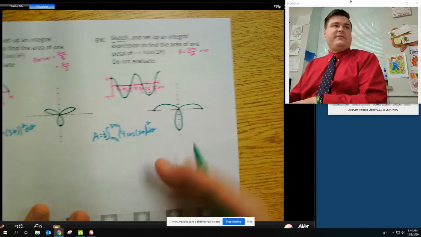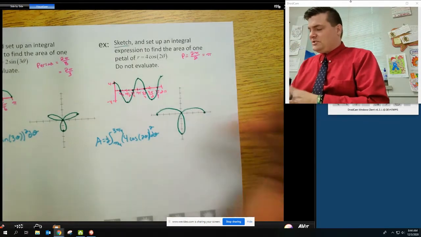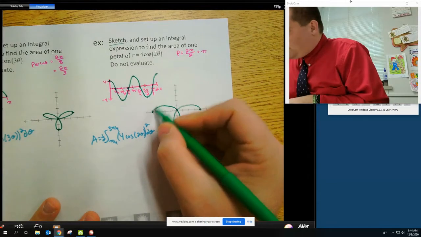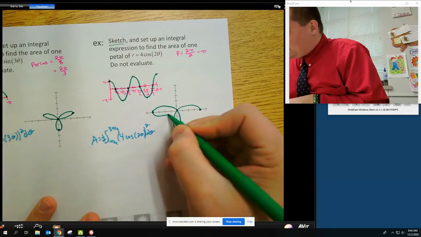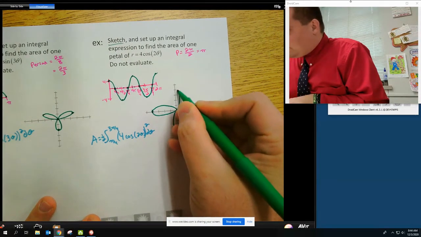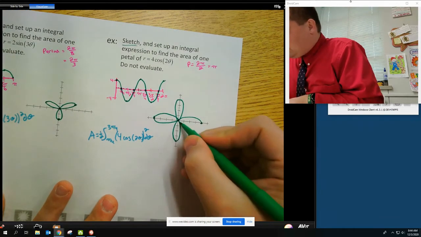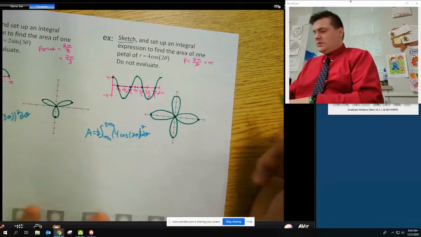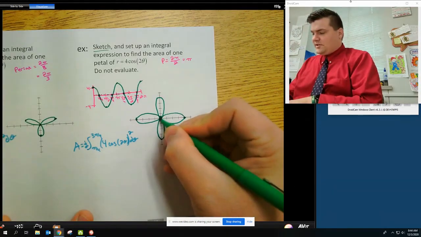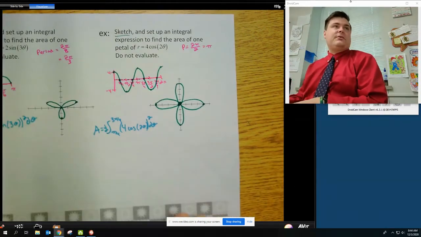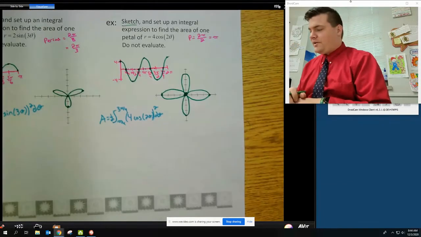So to figure out how many petals something has, graphing is just a huge way of figuring it out. So if we're going to end up going like this, it's supposed to be nice and clean. There's supposed to be no intersection right there. So this ends up having 4 petals.